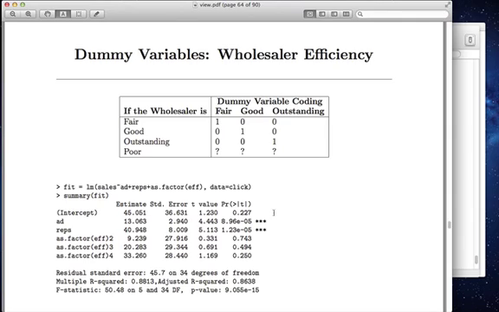So in the case where it took two values, AM or PM, we need 2 minus 1, or 1 dummy. So we need a dummy either for AM or we would need a dummy for PM. And in either case, we would get the same conclusion. Now, if we wanted to include the wholesaler efficiency variable as a categorical variable, this variable happens to take 4 values, and we're going to need 4 minus 1, or 3 different dummies.